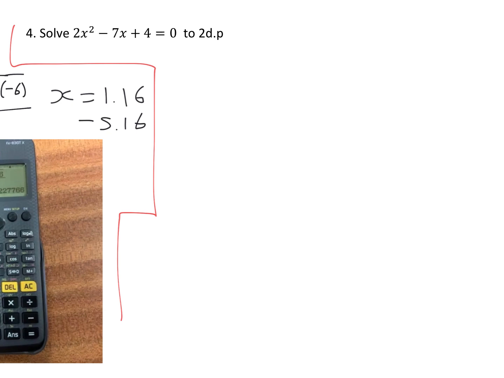I'll put the formula up so you can see it too. Okay, now we're ready. What's the A? A is the number in front of the x squared, so A is 2. The B is the number in front of the x, so that's minus 7. And the C is the constant at the end, which is 4. So there's my A, B, and C. Let's have a go at this in the calculator.